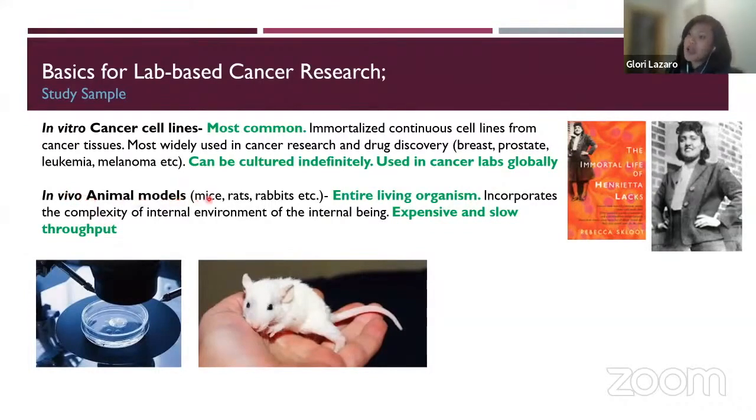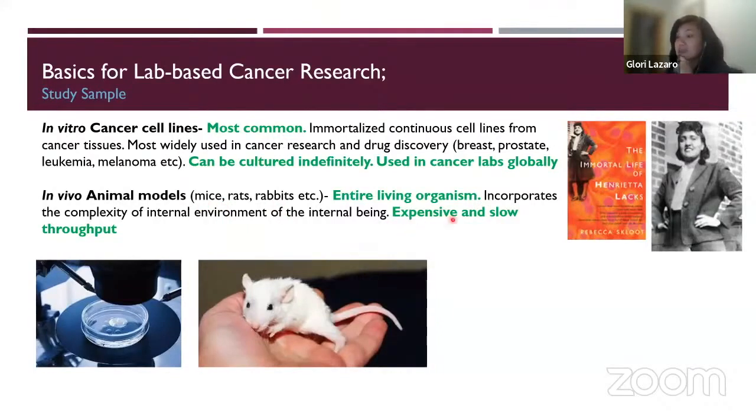The next model that we can use to study cancer is in vivo animal models. So mice, rats, rabbits, I think they can do dogs as well, but at least I have worked with mice. This is an entire living organism, so a different environment. This is better because, as you can imagine, in a dish it's only cells. It's not really representative of how a tumor is inside a human body. So this is the next level up: animal models.